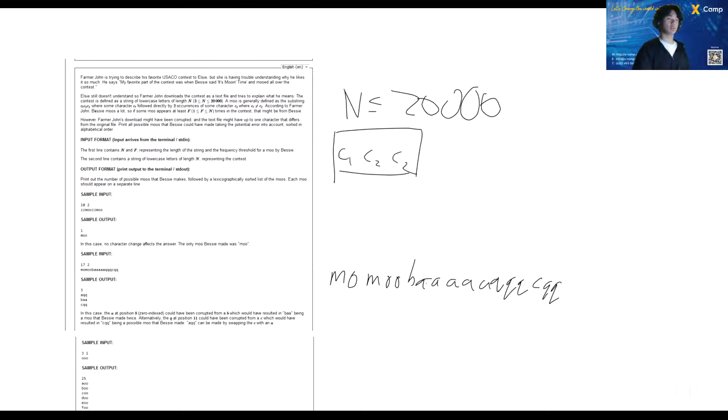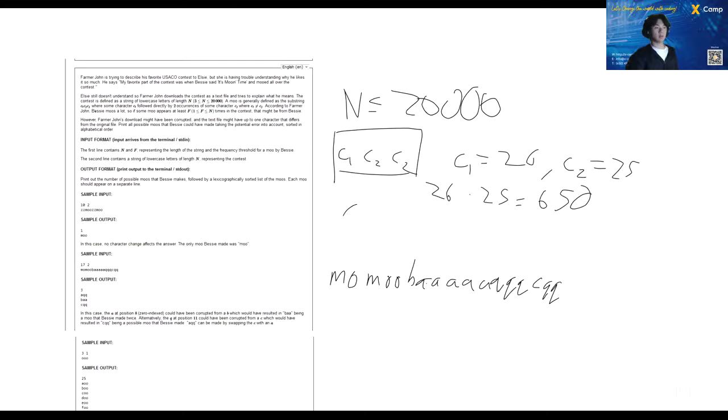In fact, if we choose the first character to be anything, this is 26. The second character can only be another character, so C2 has to be different as well, so it only has 25 options. So the total number of options is 26 times 25, which is 650. So there's actually only 650 possible combinations of the possible answers. Now, if we quickly do the math, we see that 650 times 20,000 is around 12 million-ish, which is going to pass in time.